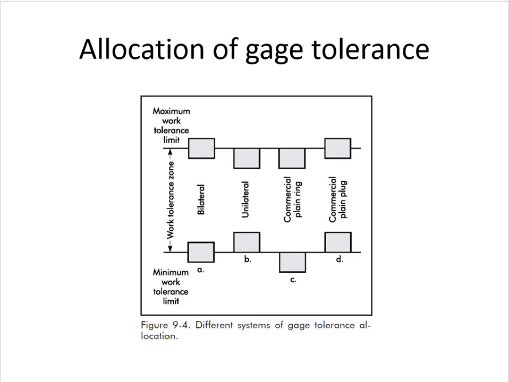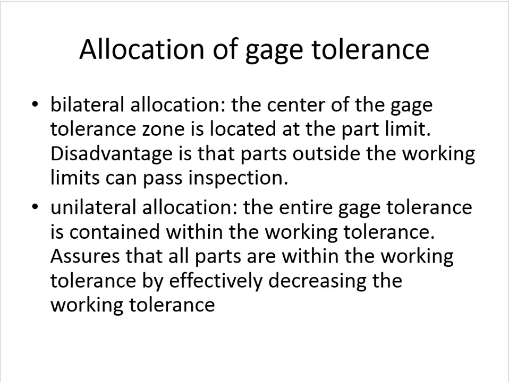And here is allocation of gauge tolerances. This tells you how the tolerance of the gauge is distributed with relationship to the working tolerance of the part. I'm going to have a separate movie on that topic in a little bit. I think that'll be the 3rd one of this series. So there are 2 basic allocations of gauge tolerances. Bilateral, so essentially what you do is you center the gauge tolerance in the part tolerance, the nominal part tolerance. With unilateral, the entire gauge tolerance is contained within the working tolerance. And again, I'll have a separate movie that talks about that.